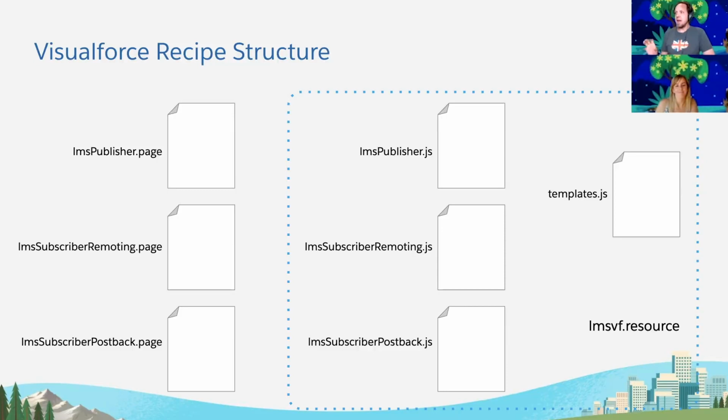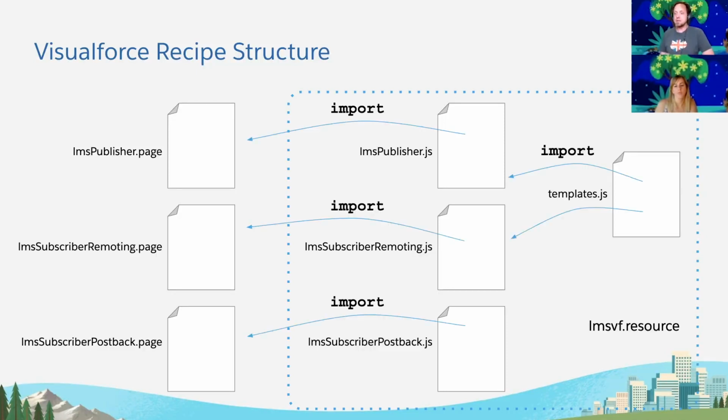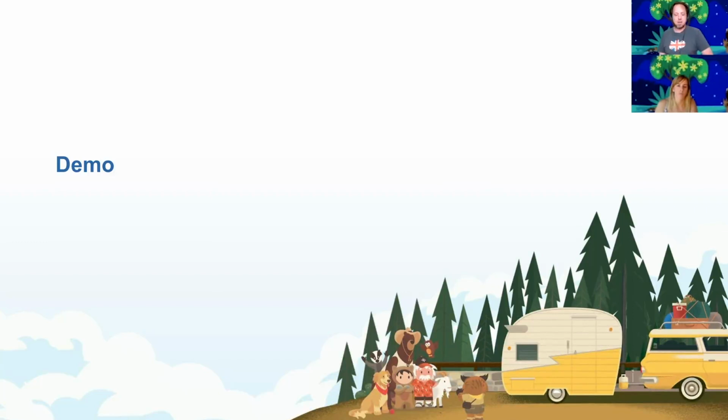All of the actual code or the JavaScript behind this is sitting in a set of static resources. And because we have Visualforce remoting, in those cases, we have to manually create the DOM. So there's a templates.js as well in that static resource. And all of my JavaScript is actually using ES6 modules for their architecture. So basically, each page is going to do an import, and then that's going to make use of that. All right, and that kind of brings me to my demo. So let's go and take a look at that.